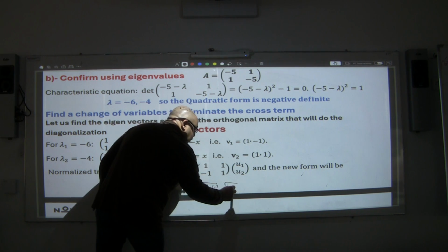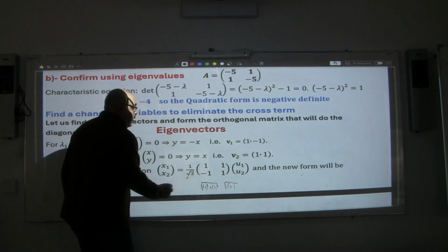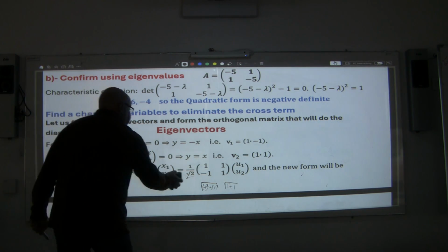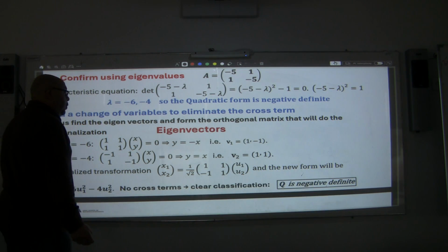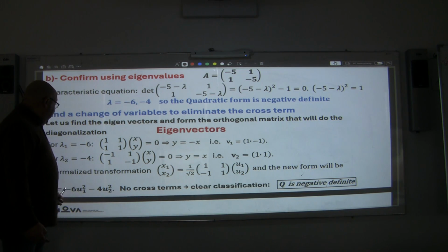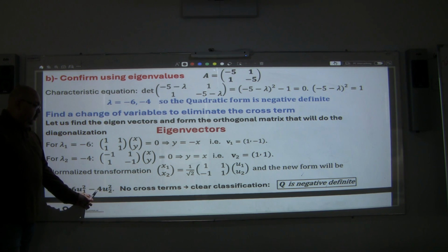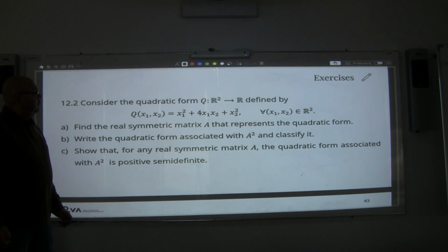The last is going to be 1/√2, 1/√2. So both of them are equal to 1 over root 2. And that's an orthogonal matrix, which means the inverse is its transpose. So now I have negative 6u1 squared, negative 4u2 squared. No cross terms, clear classification, and the Q is negative definite.